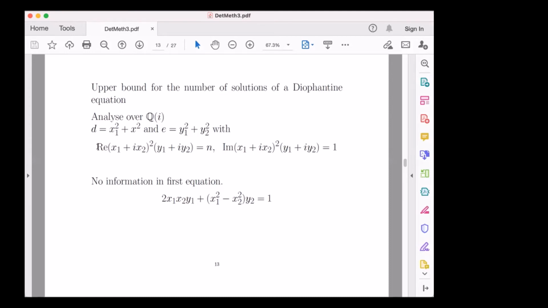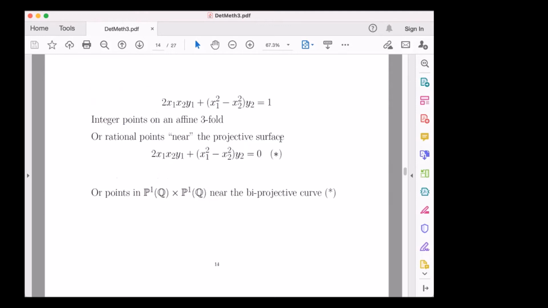Now, the first equation says that something is equal to n and is less than or equal to the original value of x. That doesn't give us any information. And it's the second one which is of interest. So we have this equation here. That's the one that we want to study. Here it is again. And so what we're doing, if you like, is to count integer points. There are 4 variables, so this is an affine threefold.